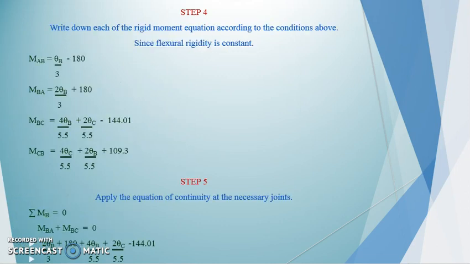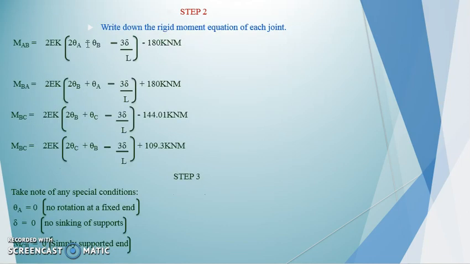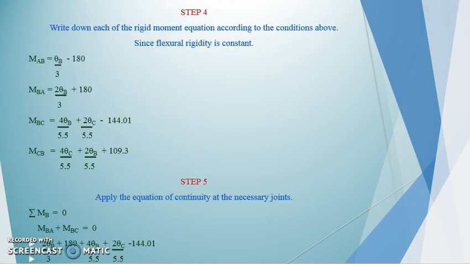Now you get to step 4. You write down each of the rigid moment equations according to the conditions above. Since flexural rigidity is constant, then MAB is equal to theta B over 3 minus 180. Since EK is constant, you do your arithmetic around here, and you get that your MAB is equal to theta B over 3, using the special cases we got already.